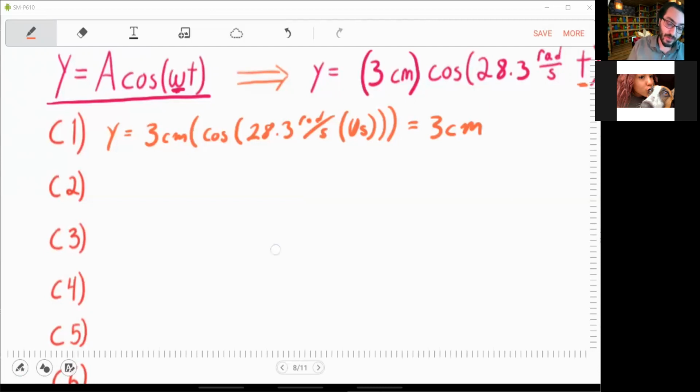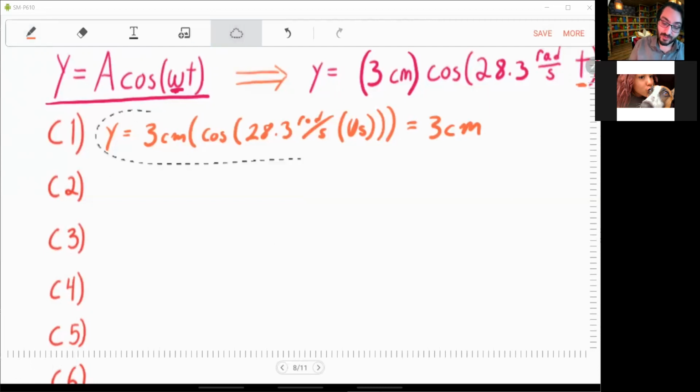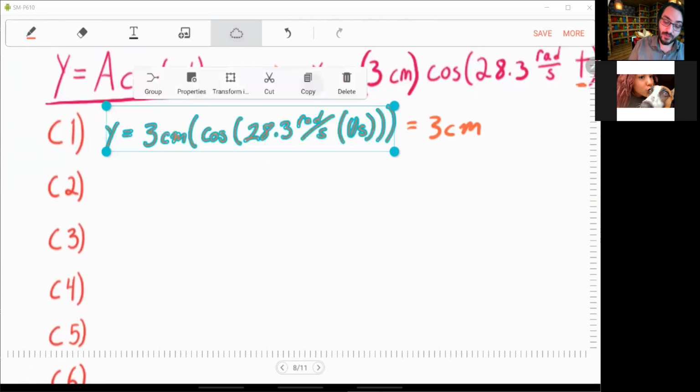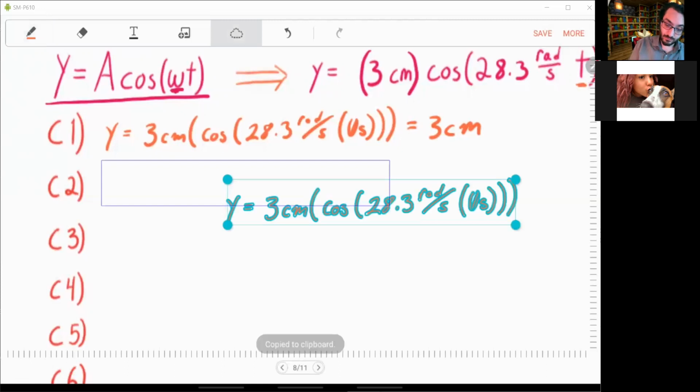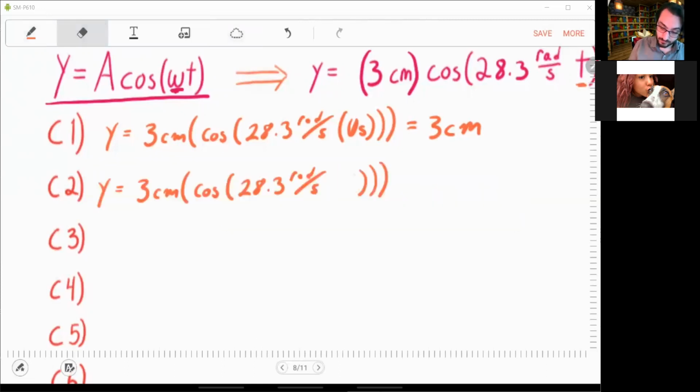At 1 second, I'm just going to copy and paste this because it literally is a plug and chug. The only thing that's changing now is the time. So 1 second. The cosine of 28.3 times 1, so it's the cosine of 28.3. I'm going to throw it in my calculator now. The cosine, this has to be in radians, the cosine of 28.3 gives us negative 0.999, right? So negative 0.999 times 3.